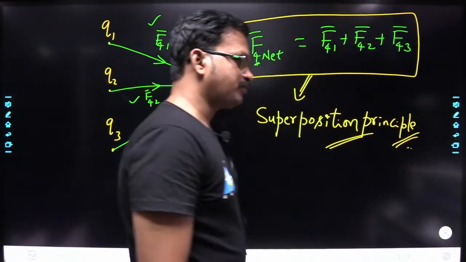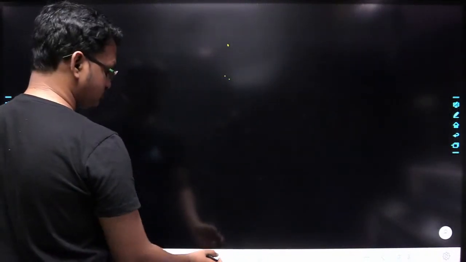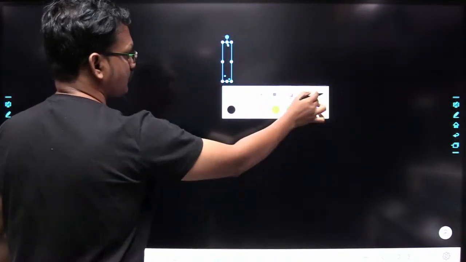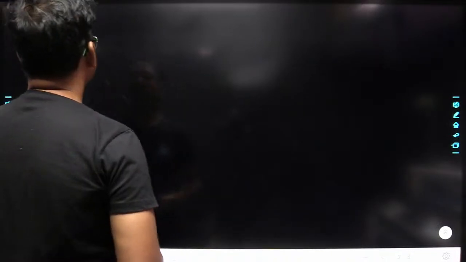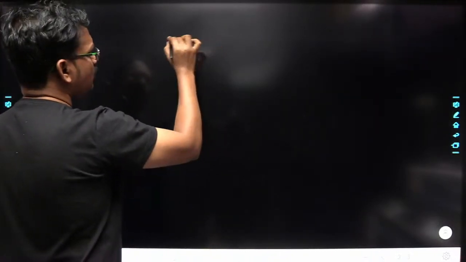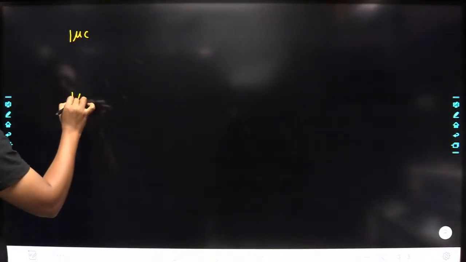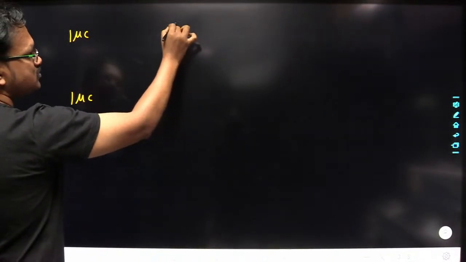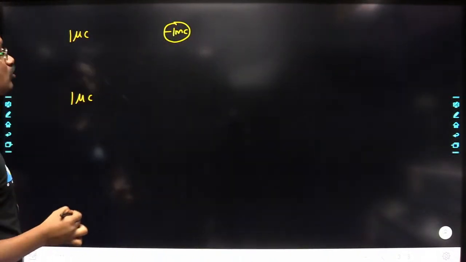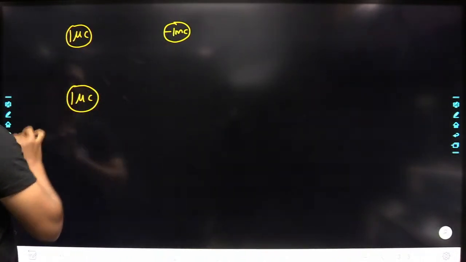So we try to solve some problems based on this, right? First I will take one simple problem here. Now let us consider you are having 1 microcoulomb of charge here, and here you are having another 1 microcoulomb of charge, and here you are having minus 1 millicoulomb of charge.